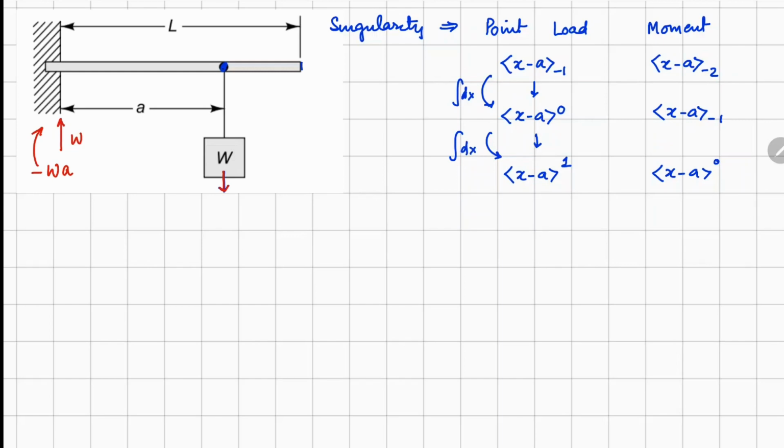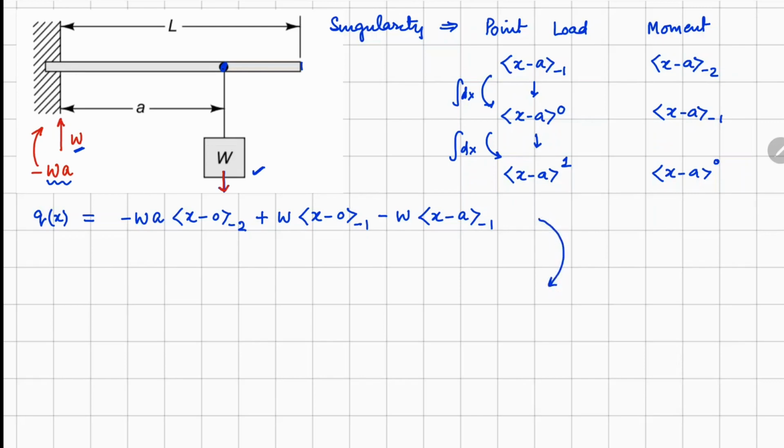So let's start writing the intensity function q(x) for this. Let's start from the reference side. First we have a point moment, so minus WA, it's acting at 0, so x minus 0, it's a point moment, that's why minus 2. Then we have a positive force W, since it's a point force, it's going to come with minus 1, x minus 0 because it is acting at x equals 0. Third one is this one here, it's a negative force, so minus W, x minus a, a point force, that's why minus 1. So this is your intensity function.